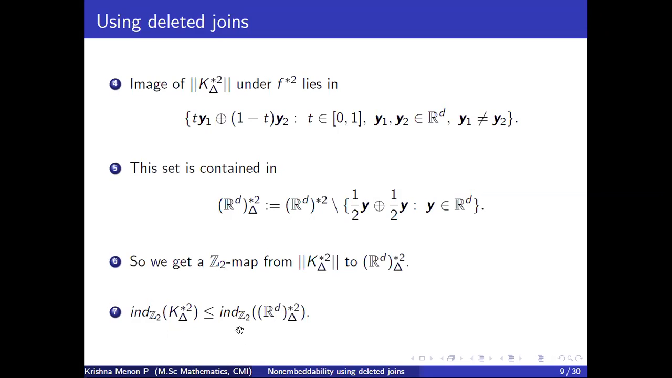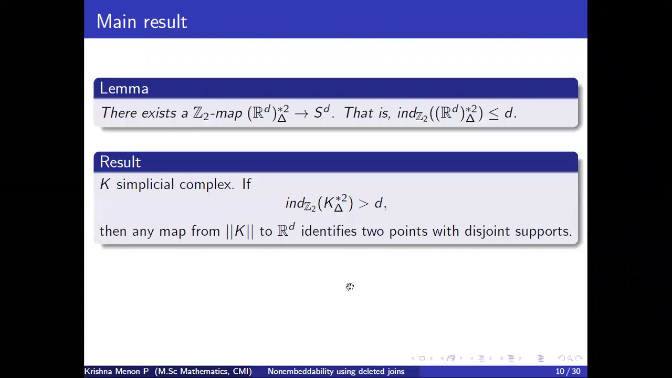And hence it will give this inequality for the Z2 indices of these spaces. Okay, so it remains to find out what this Z2 index is, and that is given by this. So the lemma states that there is a Z2 map from the deleted join of R^d to S^d, which in turn will mean that the Z2 index is less than or equal to d.